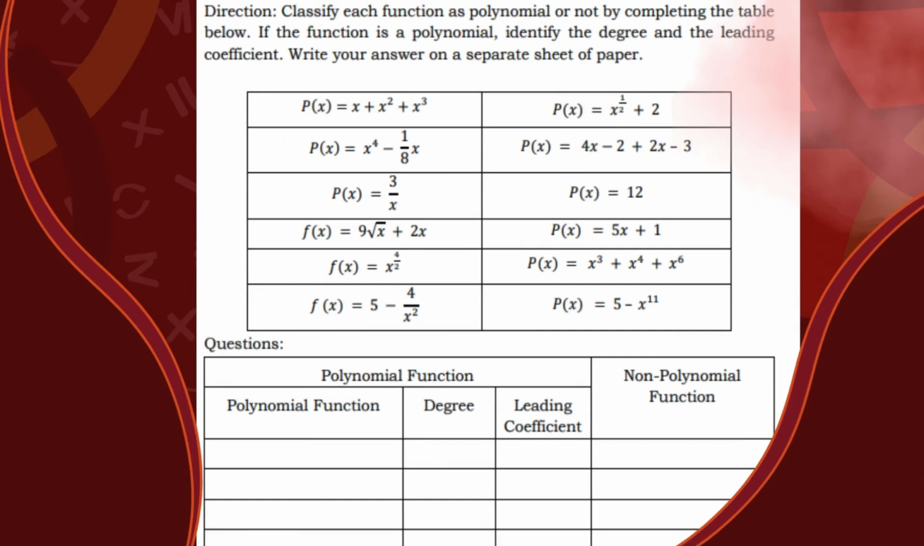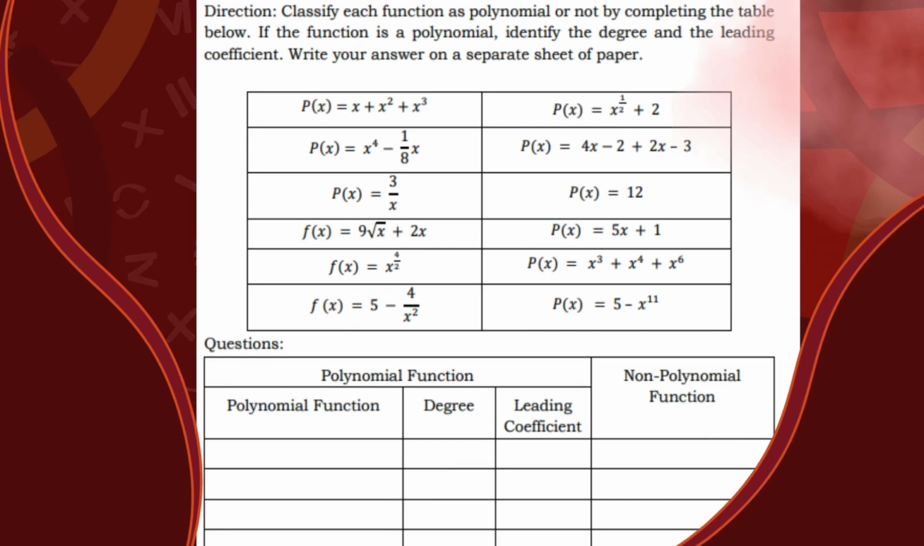On the other hand, the leading coefficient is the coefficient of the term with the highest power of the variable, which means it is the term with the highest degree. For example, in the polynomial x raised to 4 minus 1/8x, the leading coefficient is 4, as it corresponds to the term with the highest power of x, which is x raised to 4. The leading coefficient is significant because it influences the direction in which the graph of the polynomial opens.